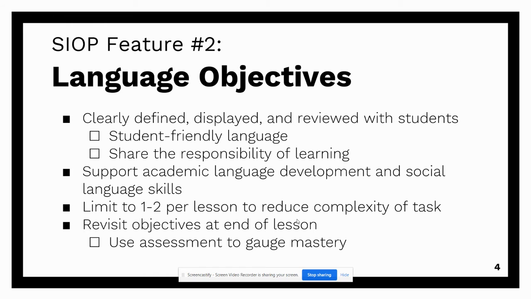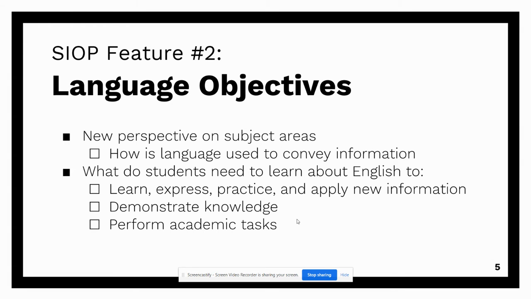those social settings. Same idea, you want to limit it to 1 to 2 per lesson and then revisit it again at the end of the lesson. So to gauge mastery, but it could be part of that exit ticket type of assignment. They are also the objectives, a new perspective on subject area. So how is language used to convey information?